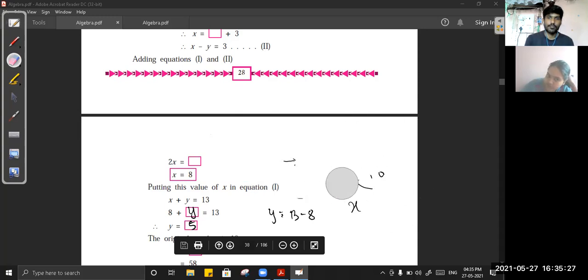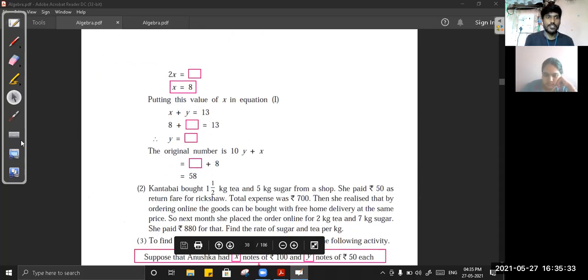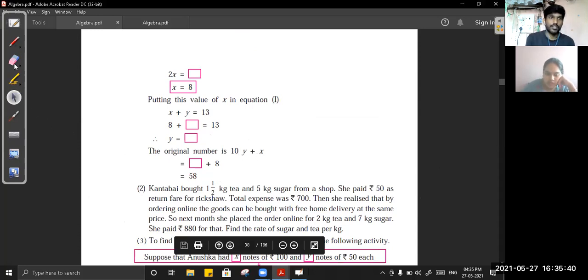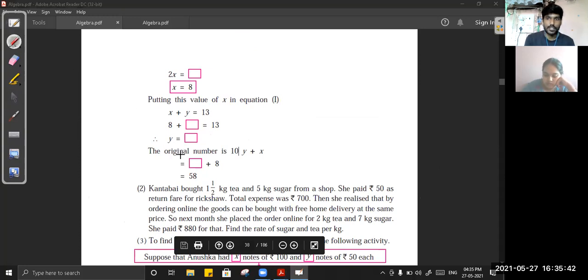So then 5 into 10. So the original number, y is 5, into 10, so 50. Correct. So in this box, you'll put 50. And 50 plus 8 is 58. So 58 is that number.